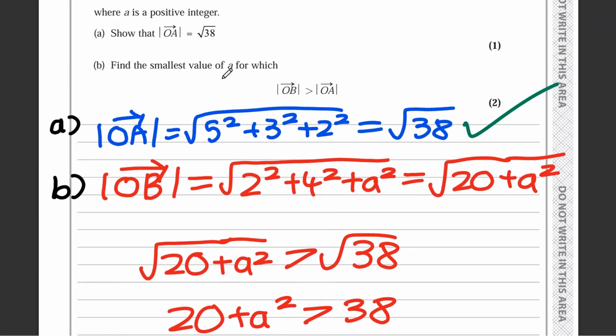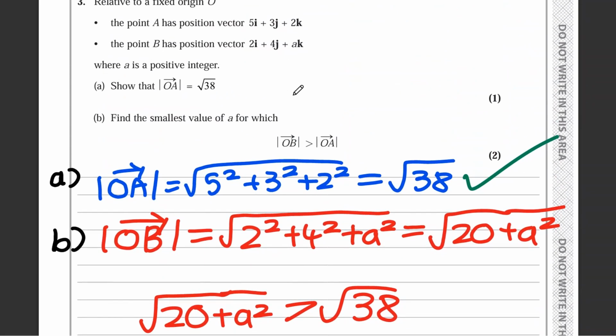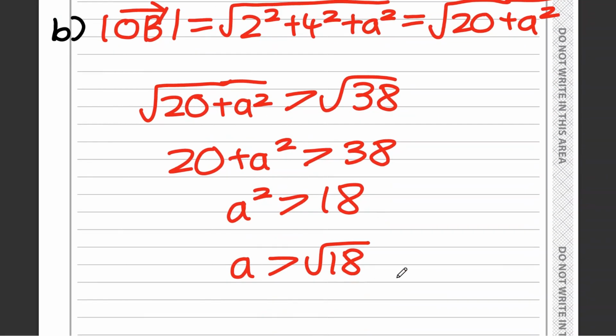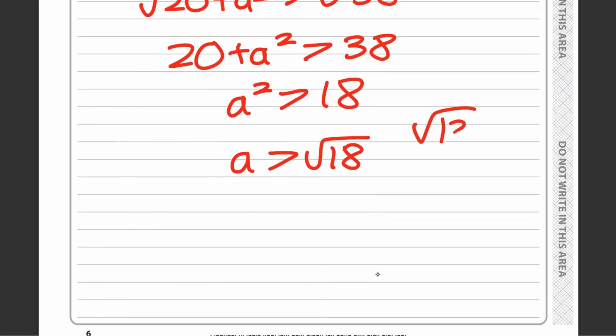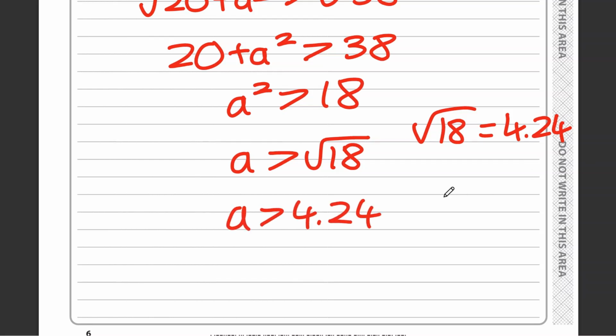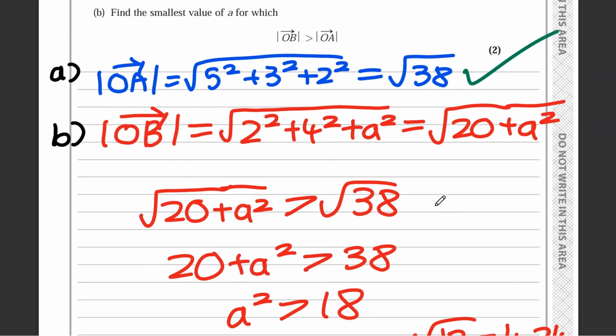Now we need to find the smallest value of A, but we are told that A is a positive integer. Now, if you put root 18 into your calculator, it's equal to 4.24. So the smallest value of A is not going to be 4.24 because this is not a positive integer. We need A to be a positive integer. If we sub in this 4.24, we get that A is bigger than 4.24. So we need to find the smallest positive integer that is bigger than 4.24, which is going to be 5. So therefore here, A is equal to 5.